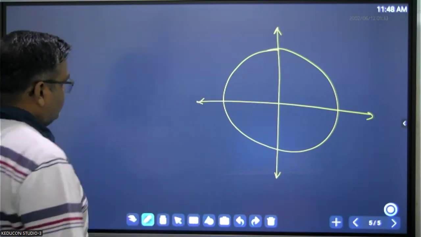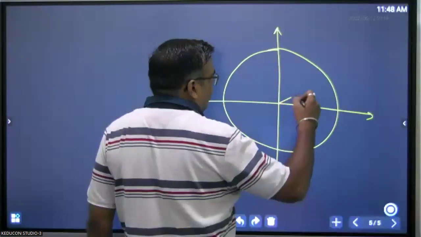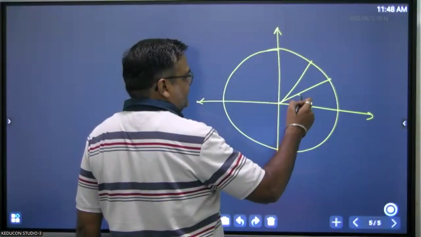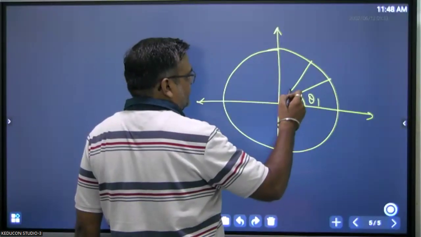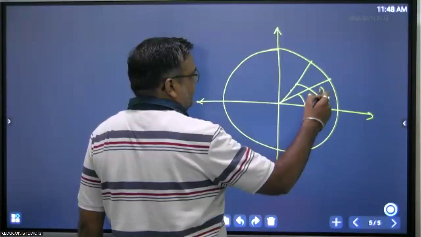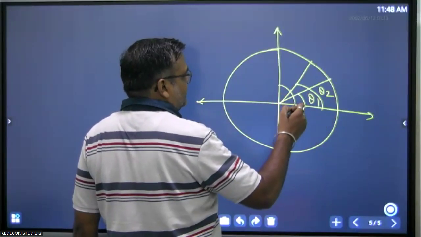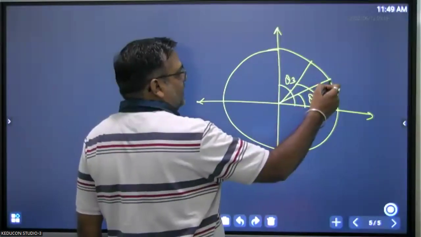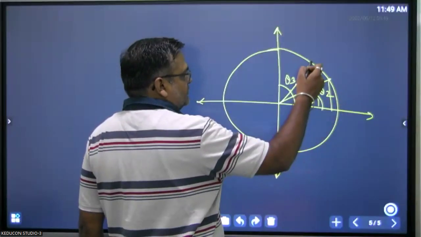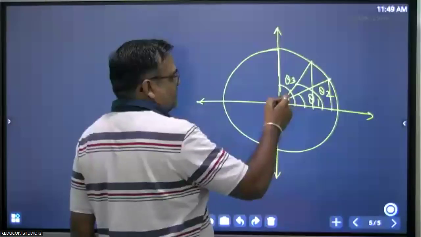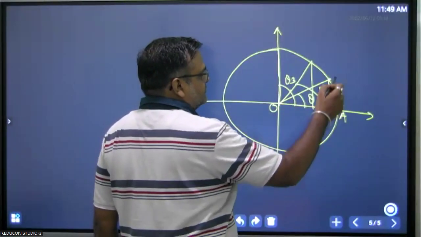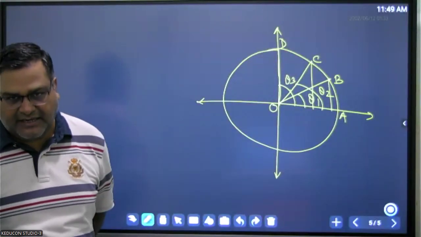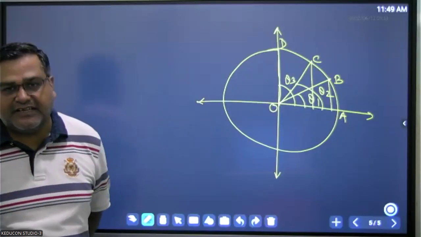Now if you take, let's say we take 3 different angles. One is this angle, another is this, another is a complete angle. Let's say this is theta 1, this is theta 2, and this is theta 3, right? So now you drop the perpendiculars, and here it will be the same perpendicular, right? So we have 3 different angles, right? And the radius of the circle is 1 unit.